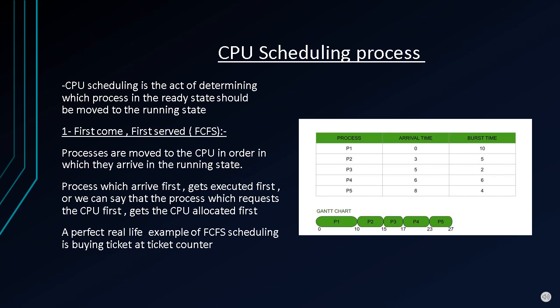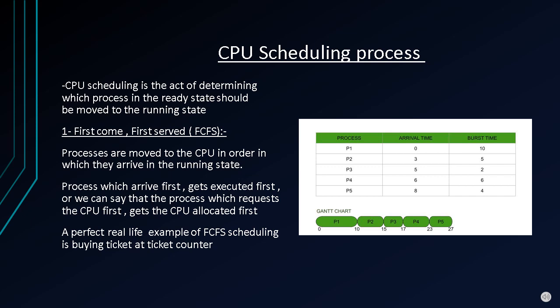In FCFS, processes are moved to the CPU in the order in which they arrive in the running state. Processes which arrive first get executed first, or we can say the process which requests the CPU first gets the CPU allocated first. A perfect real-life example of FCFS scheduling is buying a ticket at a ticket counter.